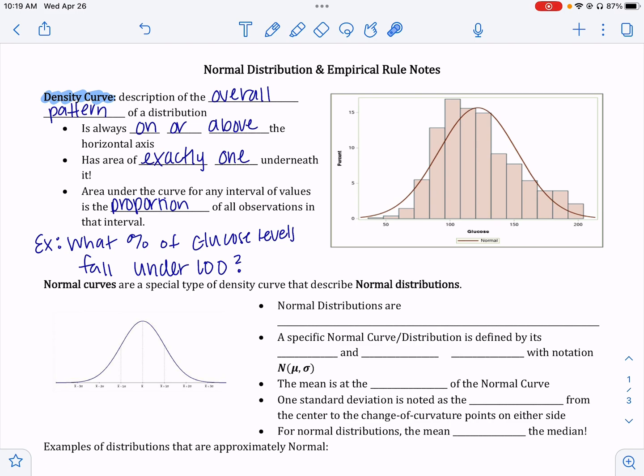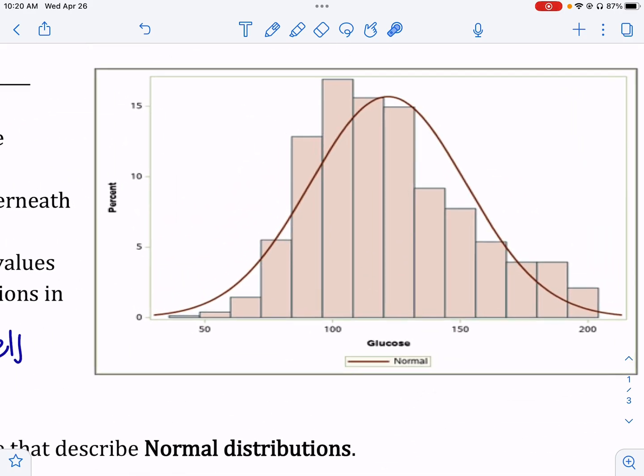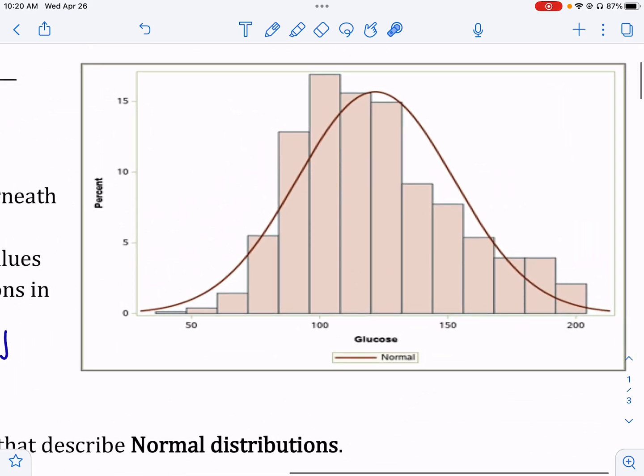So here we see that it says that a density curve is the description of the overall pattern of the distribution. So sometimes this one looks pretty normal, and we're going to talk about what that means, but is this kind of line over my actual distribution of data? If we look at it in this example, this was just a diagram talking about glucose levels, and this is talking about what percent falls into each of these bins. So this is actually a histogram here, and then the density curve is laid on top of that.